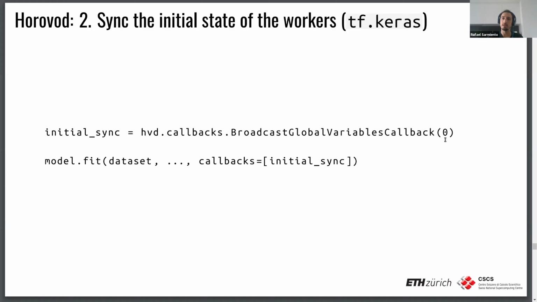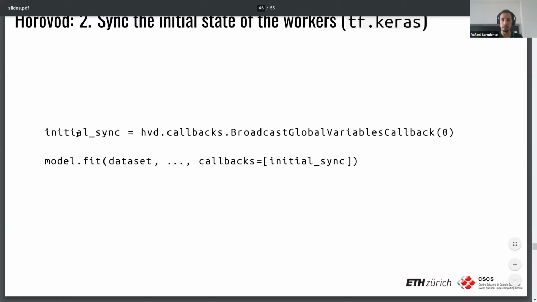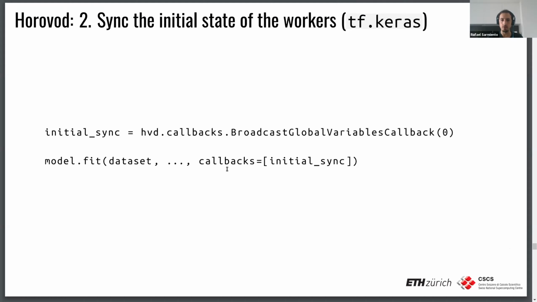What you do is the weights of step 0, of rank 0 are going to be broadcasted to the rest of the ranks. So when you run this, all the nodes will have the same weights. And how do you do it? You run it like this. You create the initial sync callback, and in fit, same as we saw first with the callback history, you pass it as a callback. If you have a callback history, you put just a comma and the callback history. You can pass all the callbacks.